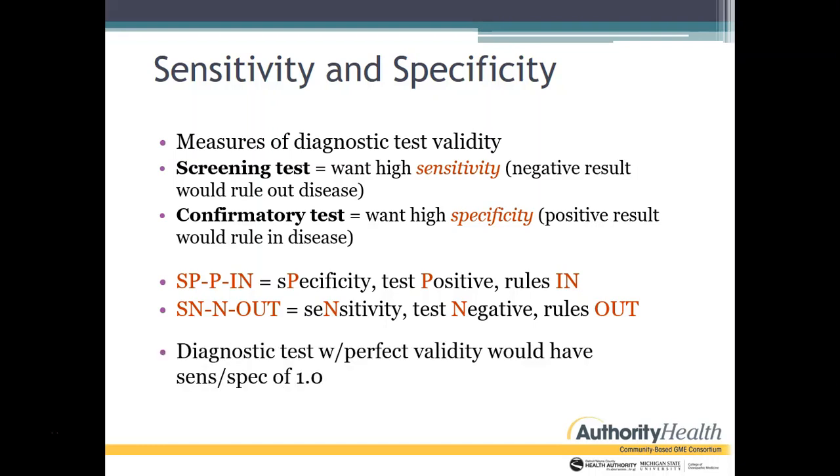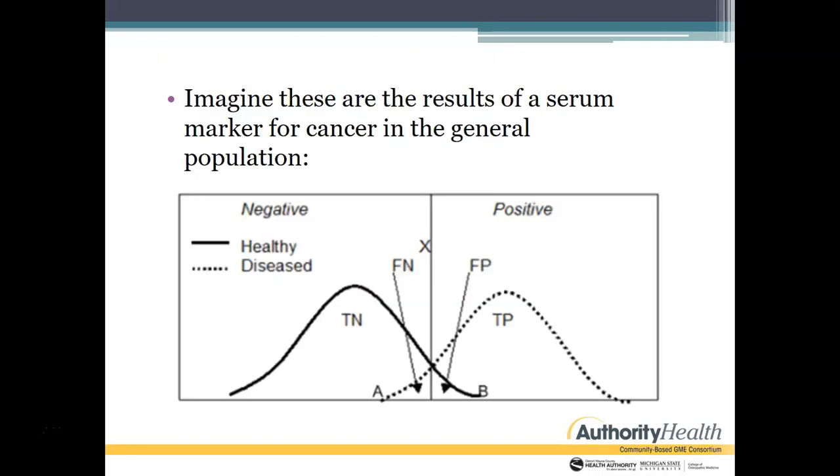So a diagnostic test with perfect validity would have a sensitivity and specificity of 1.0, meaning it's perfectly valid. In reality, that's not the case. Usually you have a higher sensitivity, you have a lower specificity, and vice versa.